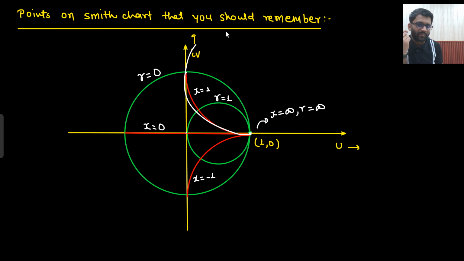And this is also a complete circle only, but we are not going to show it completely. This is your r equals to 1, this is your r equals to 0, and this is your x equals to 0 circle only. This is also a circle, but it will feel like a simple line, because this is a circle having infinite radius, and this point is x equals to infinity and r equals to infinity. All these circles are passing through one common point, that is 1 comma 0.